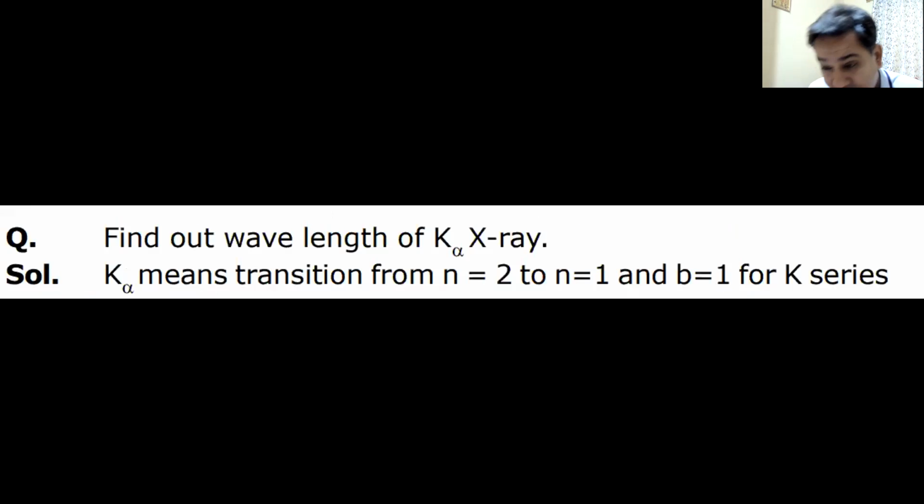Then, sir, this small star question. Find out the wavelength of K alpha for X-rays. The values are given. It is alpha series, so the higher orbit is n equal to 2 and the lower orbit is n equal to 1. We understand this? Yes, sir. And the value of b is 1. Do we understand this? Yes, sir. Can you now tell me the answer?